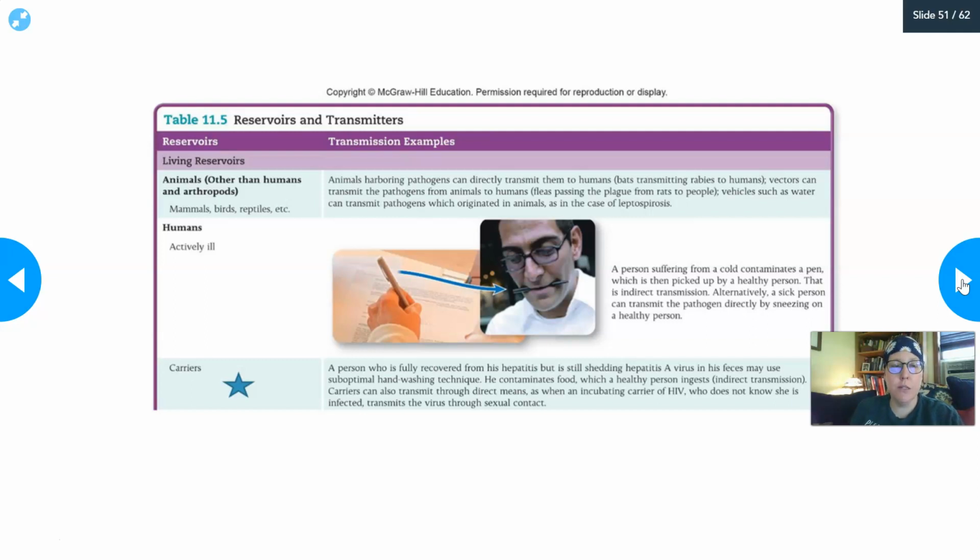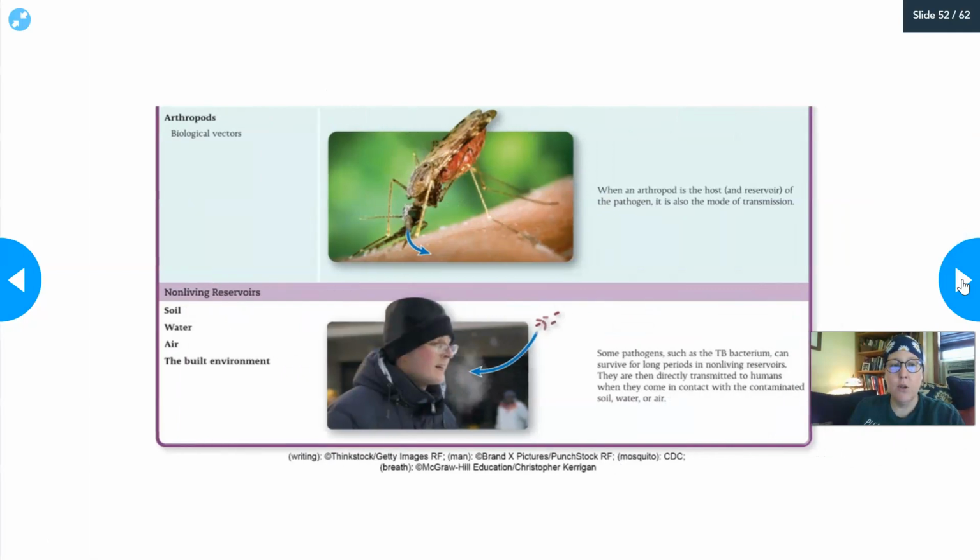Then you can have humans. You have humans that are actively ill or humans that are carriers. Again, in our case, it would have been a carrier or silent carrier that infected that child. And then you have arthropods, so they're biological vectors such as fleas that are biting, ticks, mosquitoes, and all of that. Malaria is a good example of that, with a mosquito in malaria. That would be an arthropod vector.